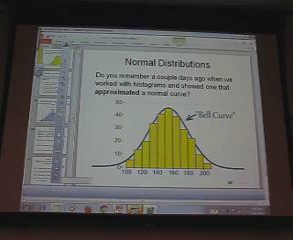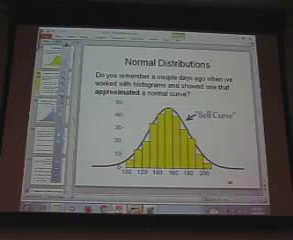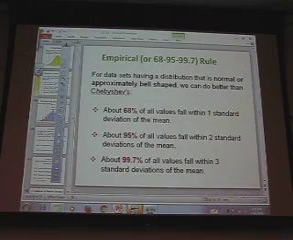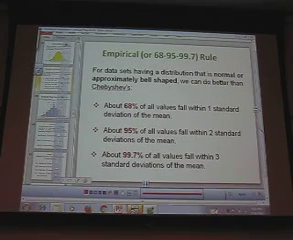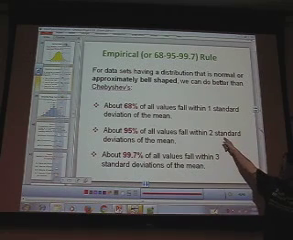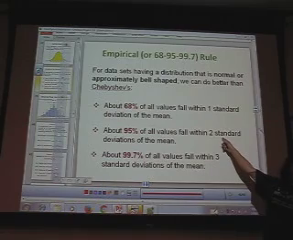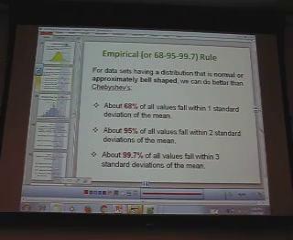Why is it not working? The empirical rule. So if your data is approximately normally distributed, then you can do better than Chebyshev's. Chebyshev's says within 2 standard deviations, at least 70%, right? So Chebyshev's says 70% to 100% will fall within 2 standard deviations. That's a pretty big range, at least 70%.